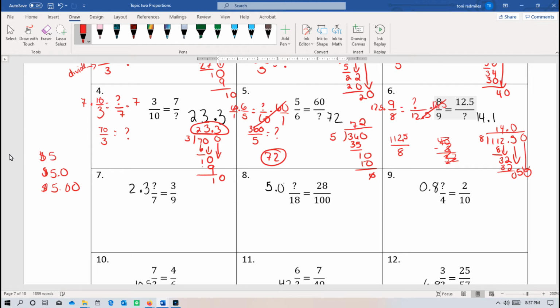8 can go into that. Well, we know 8 times 5 is 40. 8 times 6 is 48, so it's 6. And this keeps going, but I'm not going to keep going because I only need this place value right here. The 6 is going to round me up to 14.1.